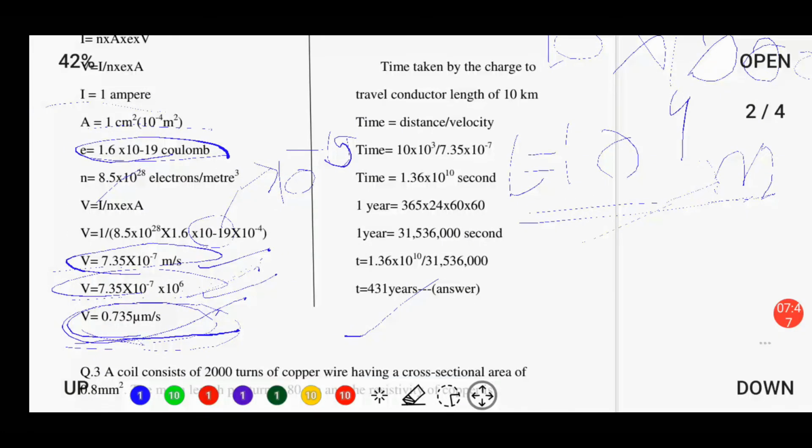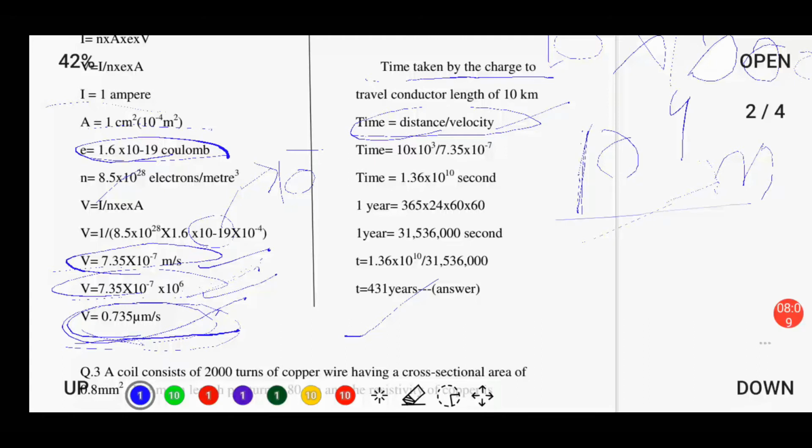Now we have to find out the time taken by the charge to travel along the conductor of length 10 kilometers. How will we find the time? We know that time is equal to distance upon velocity. The length of the conductor given was 10 kilometer, and converting it into meter, we get 10 to the power 4 meter.